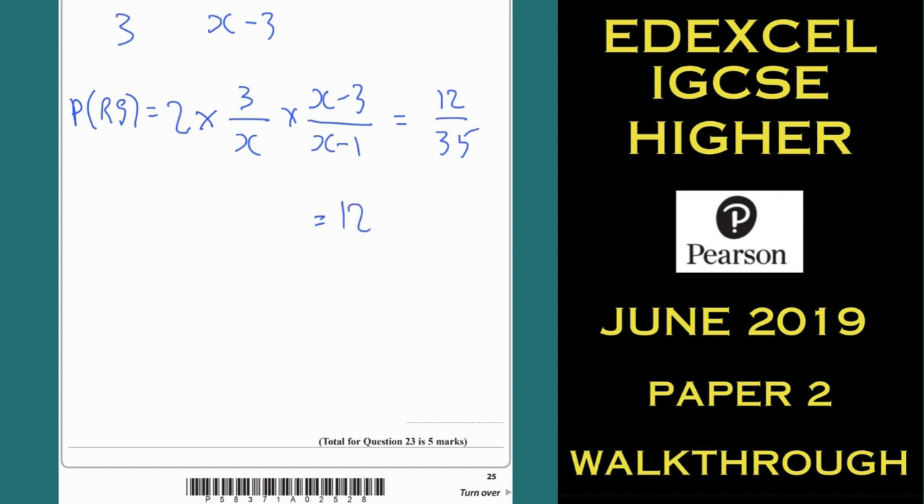And multiply both sides by 35. So I have a 12 and an x and an x. A 12 and an x and a minus 1. Now, I'm just shortening the process here, trying to cut out the waffle. If you need an extra line of working out to get to there, feel free.